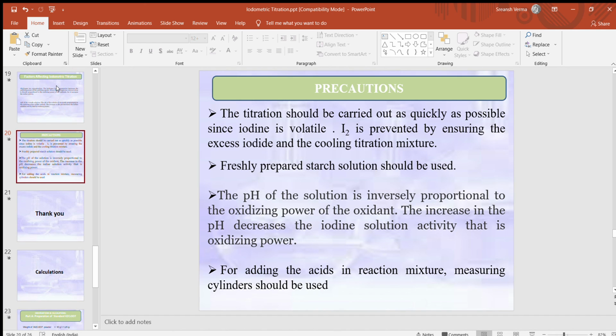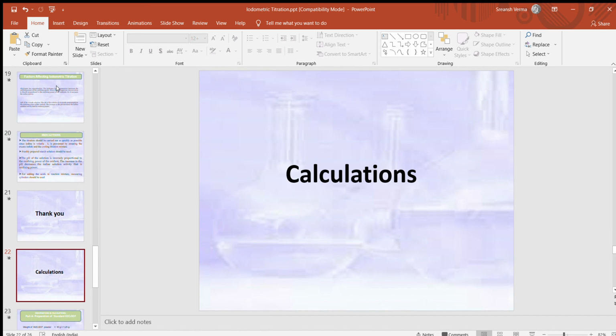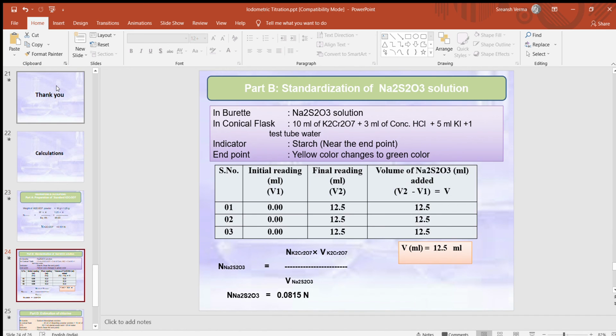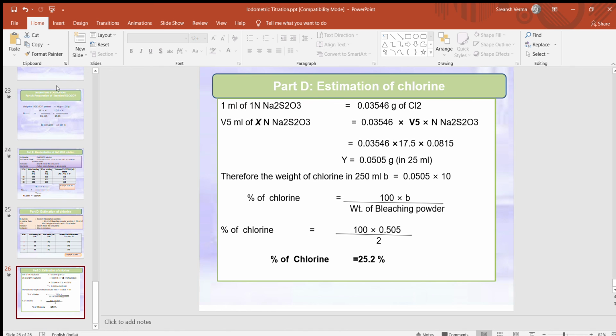Thank you for this explanation, and the remaining slides are of calculation parts which you can go through when you see the demonstration video.